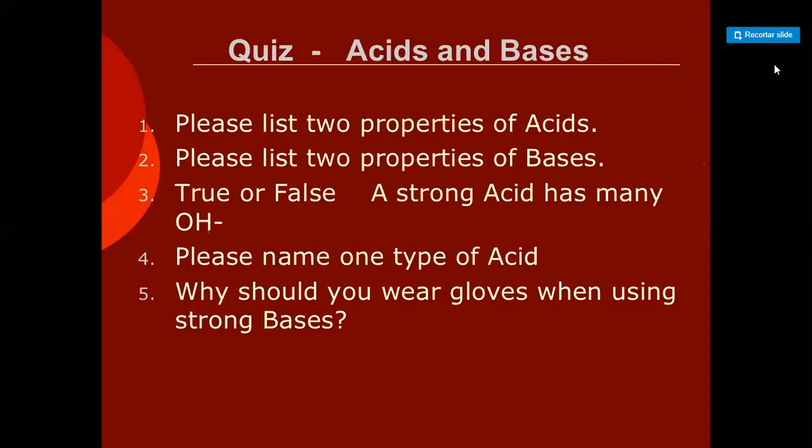Ma'am, what question do we have to modify? The question, please name one type of a strong acid and one weak acid. Only the fourth question, okay? Since you're ignoring the third, the fourth question becomes the third question, and the fifth question becomes the fourth one. Ma'am, should we write it in our notebook? Yes, that's what I'm telling you to do.